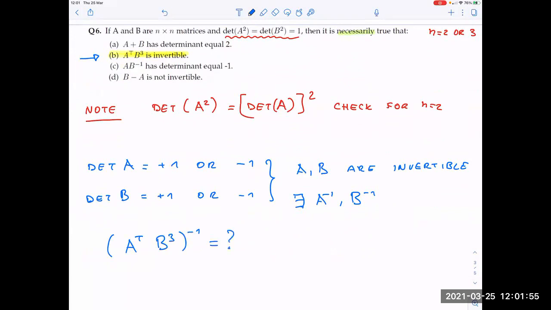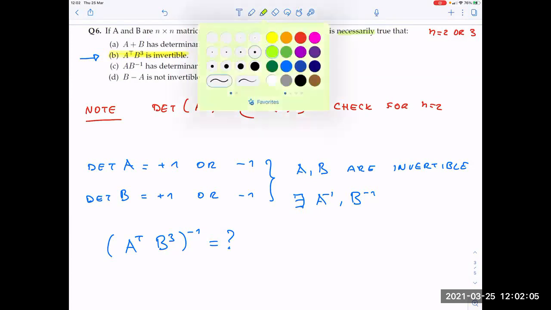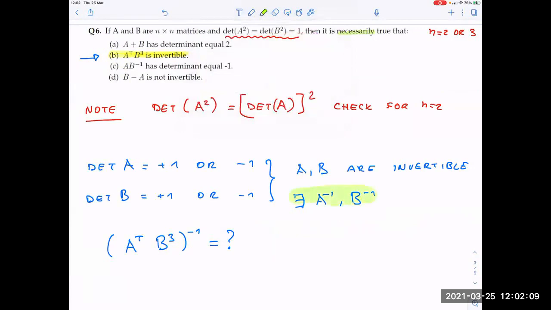Let's see if you can tell me. What is the inverse of this matrix? How can you produce the inverse? Well, using the fact that A and B are invertible and they have an inverse. Can you find a matrix that multiplies that one into the identity?